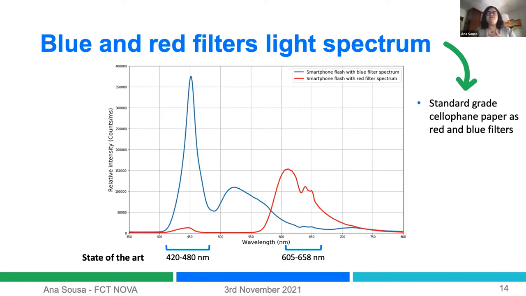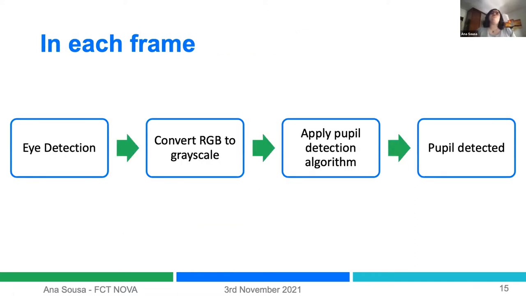This is part of the acquisition system, and then we need to work on some algorithms to get the pupil size detected in each frame. So basically, the procedure is, in each frame of the video, we detect the eye, and then we convert it to grayscale, and we apply some pupil detection algorithm, and we get the pupil detected and the data that we need to build those kind of graphics that show the pupil response through time.